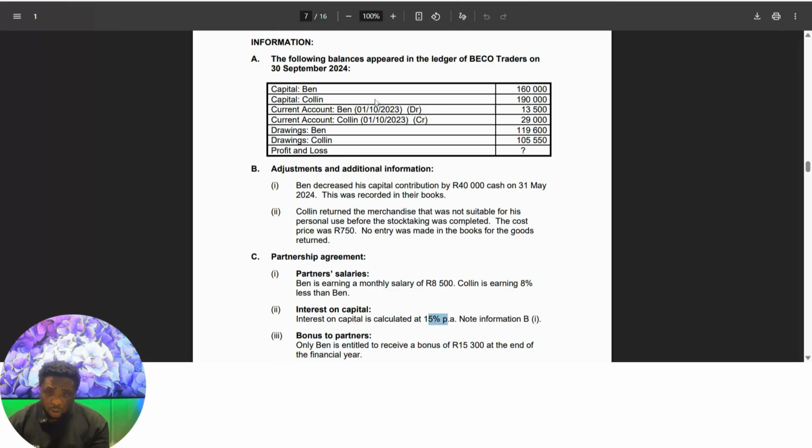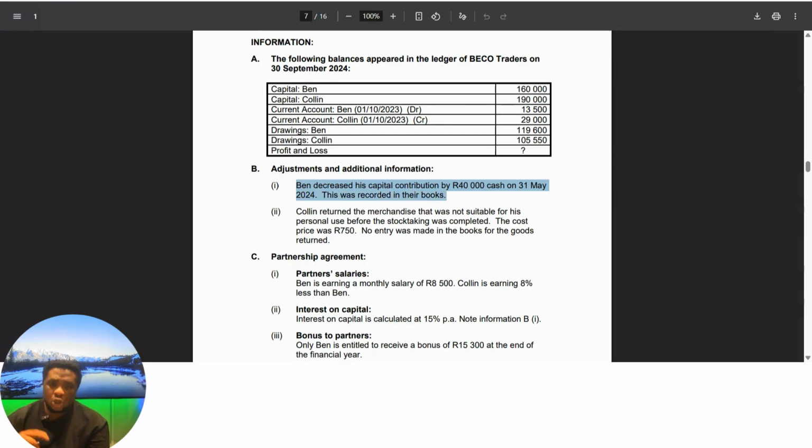So let's see. So we got A, which has given us these capital balances, 30th of September 2024. Let's have a look at the information given here. So firstly, it says that Ben decreased his capital contribution by 40,000 on 31 May 2024, and then says this was recorded in their books. So the fact that it is recorded, it means that this 160,000 has already subtracted the 40,000 that was decreased in terms of the capital contribution. So in other words, when the year started, the capital contribution of Ben would have been 200,000.